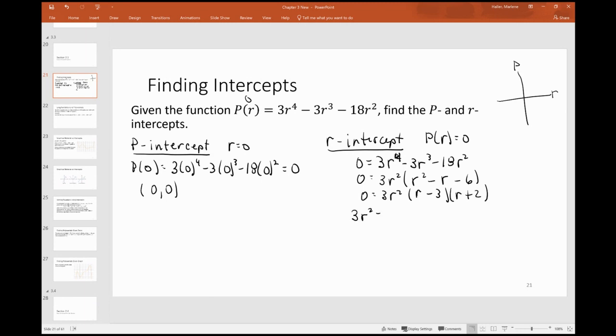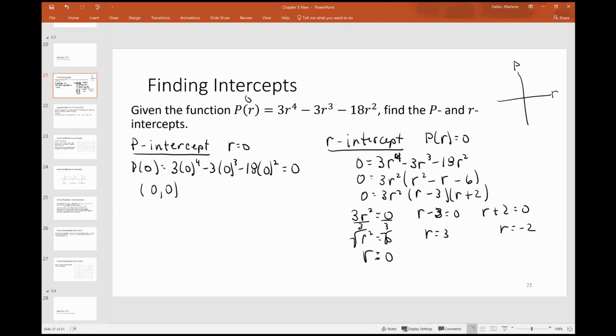So either 3r squared equals 0, in which case r has to be 0, because look, divide by 3, r squared is 0. Now take the square root. r has to be 0. So there's one solution. If r minus 3 equals 0, add 3 to both sides, r equals 3. And if r plus 2 equals 0, subtract 2 from both sides, and r equals negative 2.